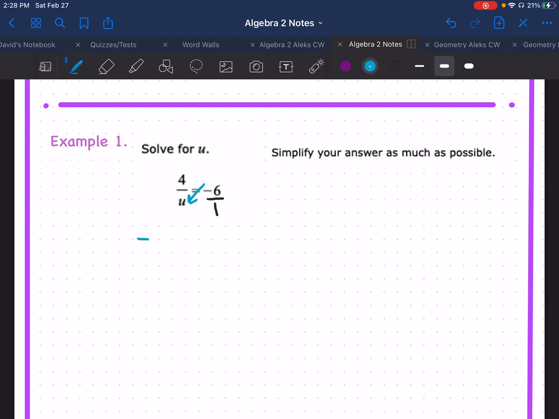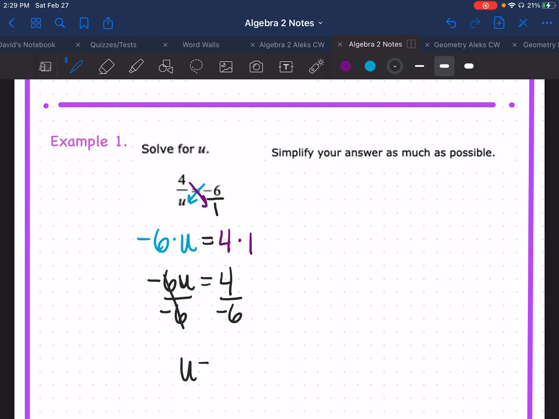So I'm going to do -6 times u equals, and then this one I'm going to do 4 times 1. So -6u equals 4, since 4 times 1 is 4. I'm going to divide both sides by -6. And I need to simplify as much as possible, which means I need to take this fraction 4 divided by -6 and simplify it. So it would simplify into 2/3, -2/3. And this would be my answer.